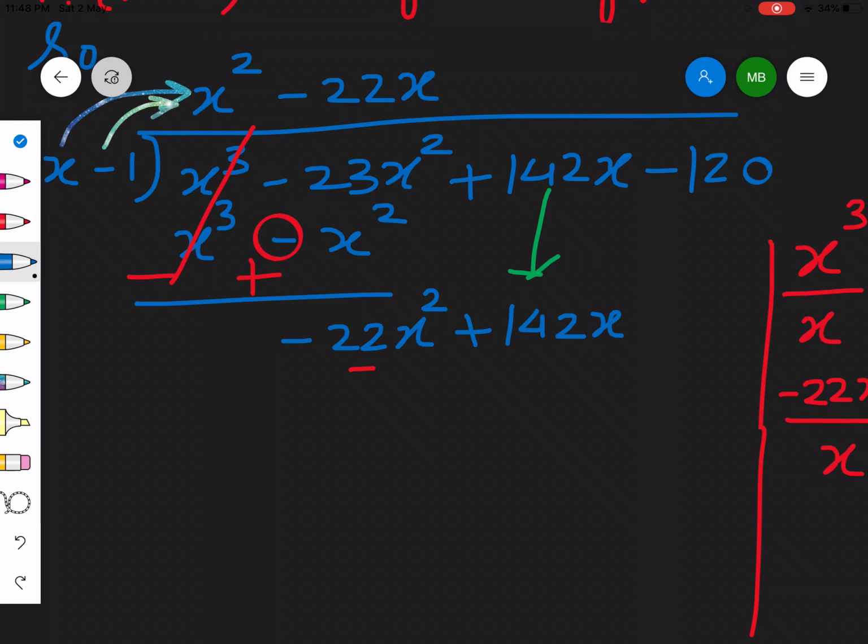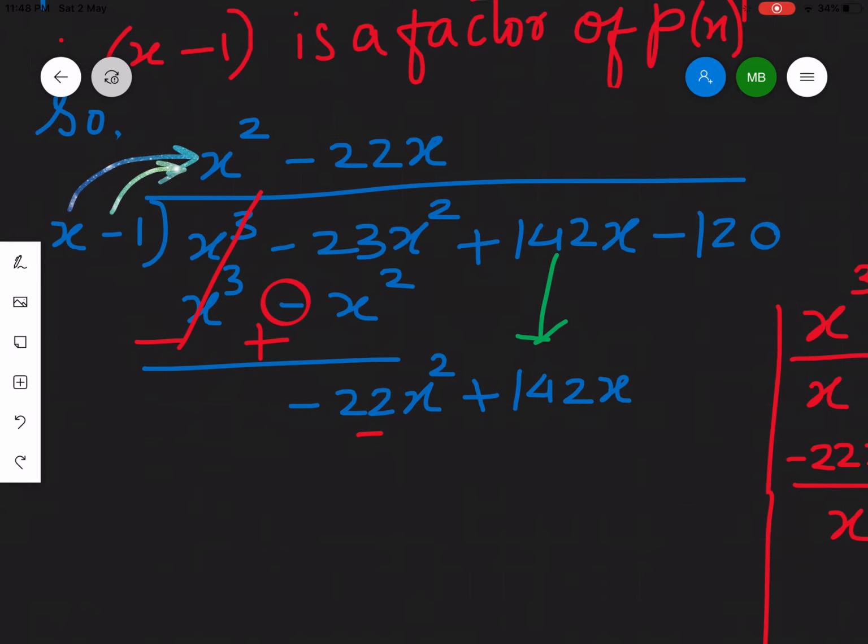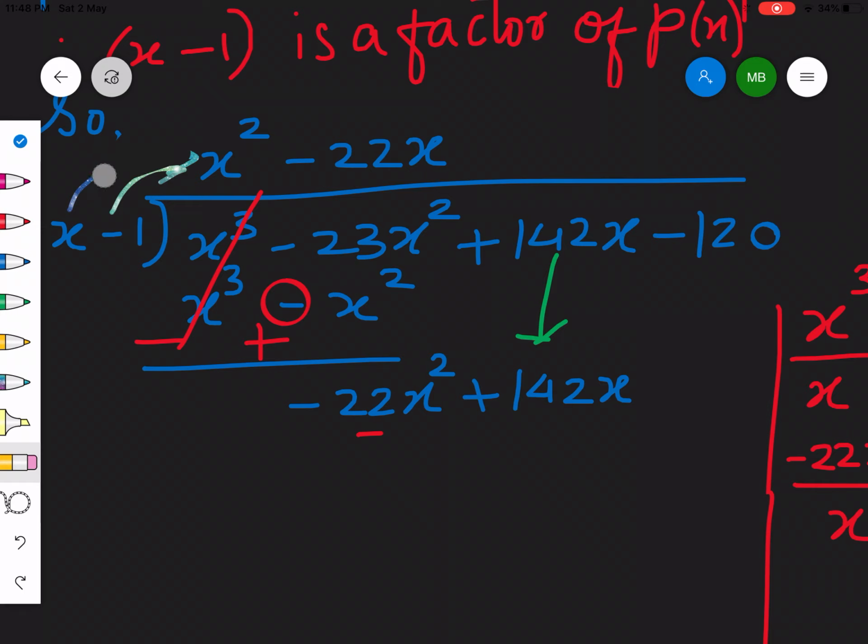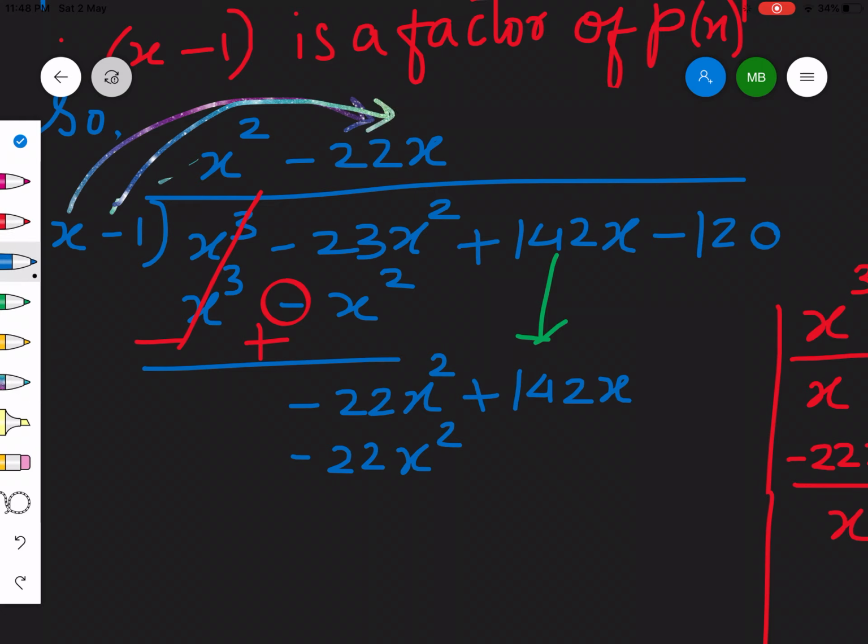And what's next? Yes, you are right. I'll just erase this from here. Okay, and now you have to multiply both the terms in the divisor with this new term which you have found. So when you multiply minus 22 times x with x, you will get minus 22 times x squared, and when you multiply this minus 1 by this, you will get plus 22 times x. What's next? Again we have to subtract.